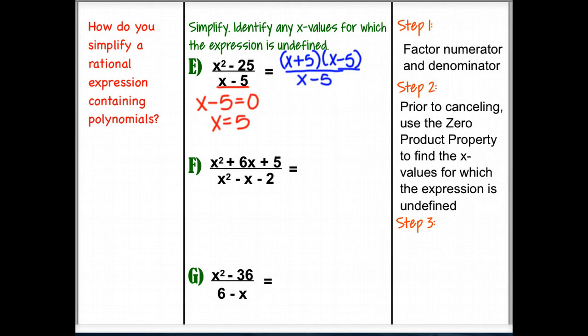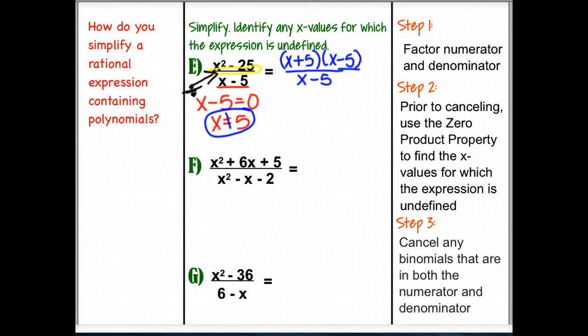But remember, this fraction bar right here is another symbol for division. And because it's a symbol for division, we cannot divide by 0, because if you put divide by 0 in a calculator, you will get an error. It is undefined. And so therefore, x cannot equal 5, so we need to make sure we identify that. And we do this before we cancel, because even if you cancel it, it is still part of the original rational expression for which x cannot equal 5.